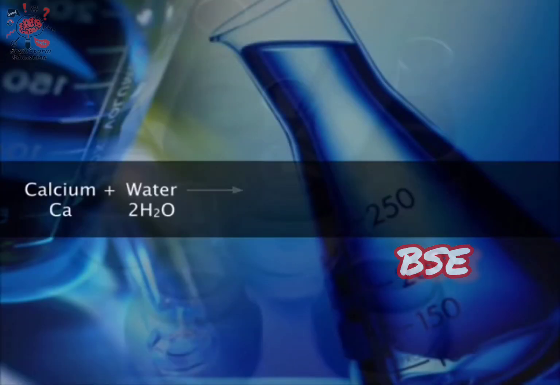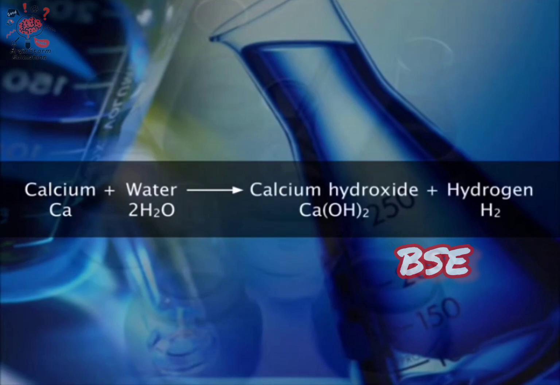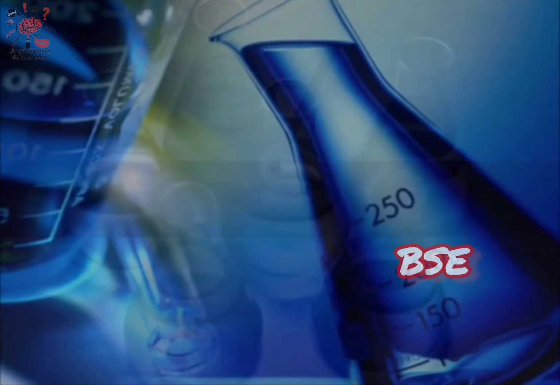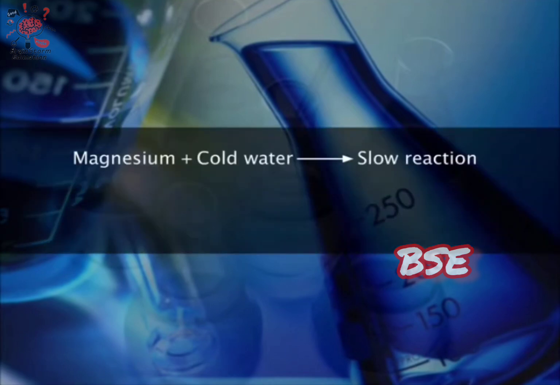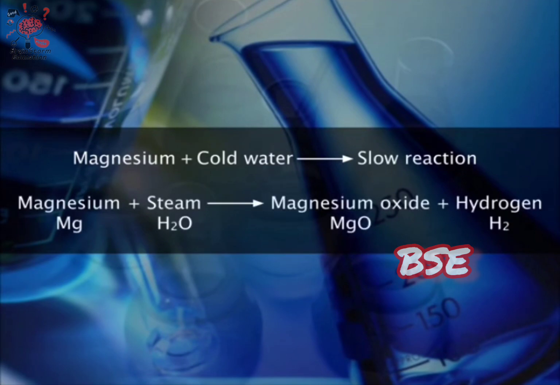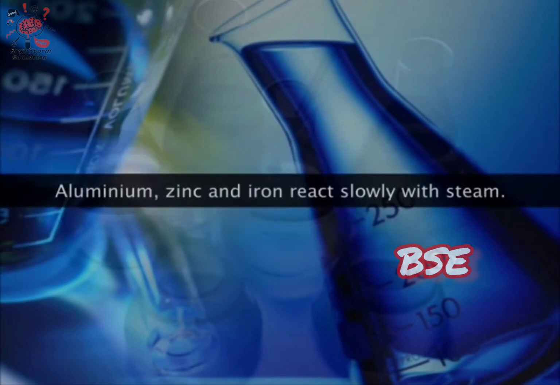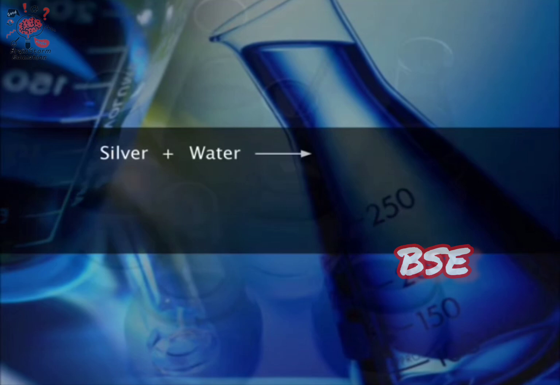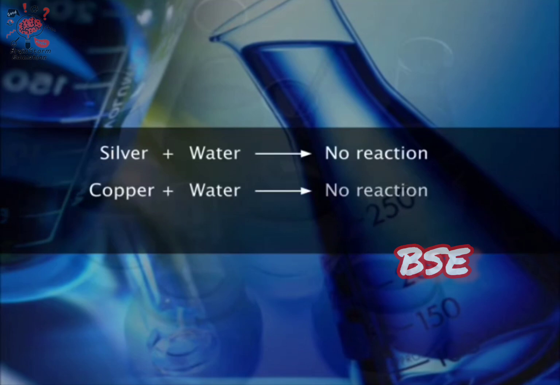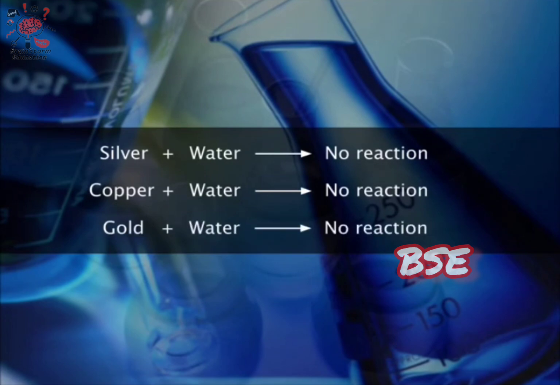Calcium reacts with water to give calcium hydroxide. Magnesium reacts with cold water slowly, but reacts with steam aggressively. Aluminum, zinc, and iron react slowly with steam. Silver and copper do not react with water, but are affected by air. Gold is not affected by water or air.